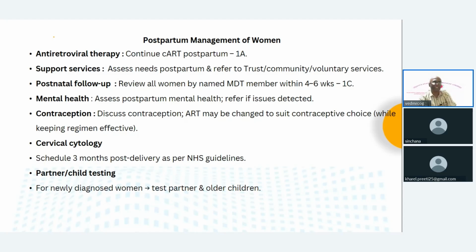Support services, assess needs postpartum and refer to trust, community, voluntary services, postnatal depression, mental health. You are going to check for this patient. There will be multidisciplinary management. Contraception will be discussed. ART may be changed to suit contraceptive choice. Cervical cytology, schedule 3 months post-delivery as per NHS guideline. Partner and child testing. For newly diagnosed women, test partner and older children also. There are no SBs here on this slide.